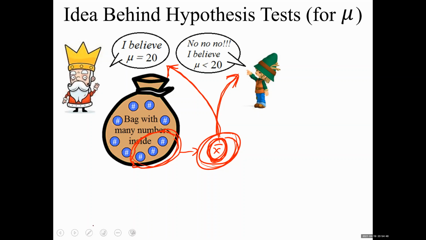Remember, they're not arguing over XBar. They're arguing over mu, the average of all the numbers. But we don't have all the numbers, so we take a sample, those are like numbers we have, and we calculate XBar, and based on that answer, we'll decide who to believe. So that's what it says over here.